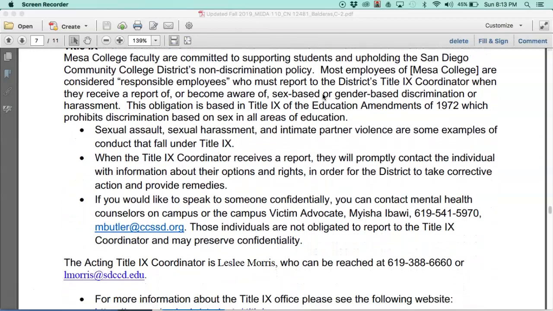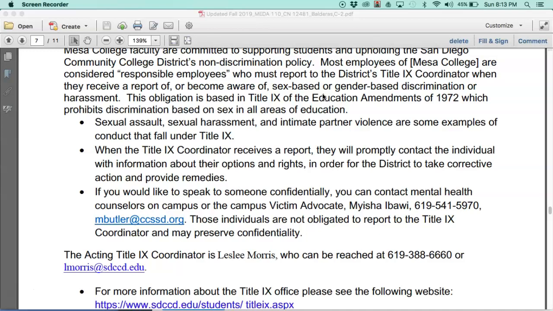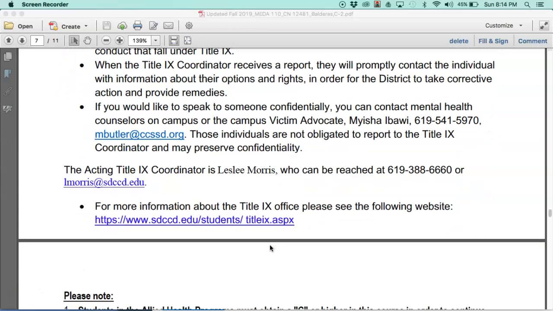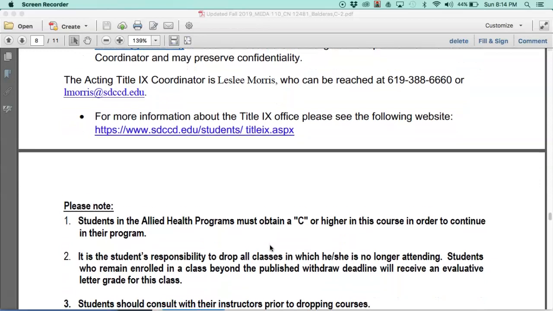We do have Title IX coordinators here at San Diego Mesa. Our victim advocate is Maisha Ibai, and her email and phone number is right here. And then the acting Title IX coordinator is Leslie Morris. I am considered a mandatory reporter, so if you share information with me, I do have to report it. If you would like it to stay confidential, then you probably want to get a hold of either Maisha or Leslie. Okay, and there's the phone numbers and their links.